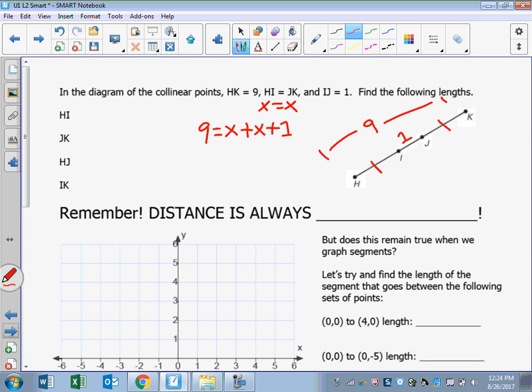So you should have gotten X is equal to 4, right, after you solve that all out. That means HI and JK are both 4. And then from there, HJ, 4 plus 1 is 5, and IK, 1 plus 4 is 5.